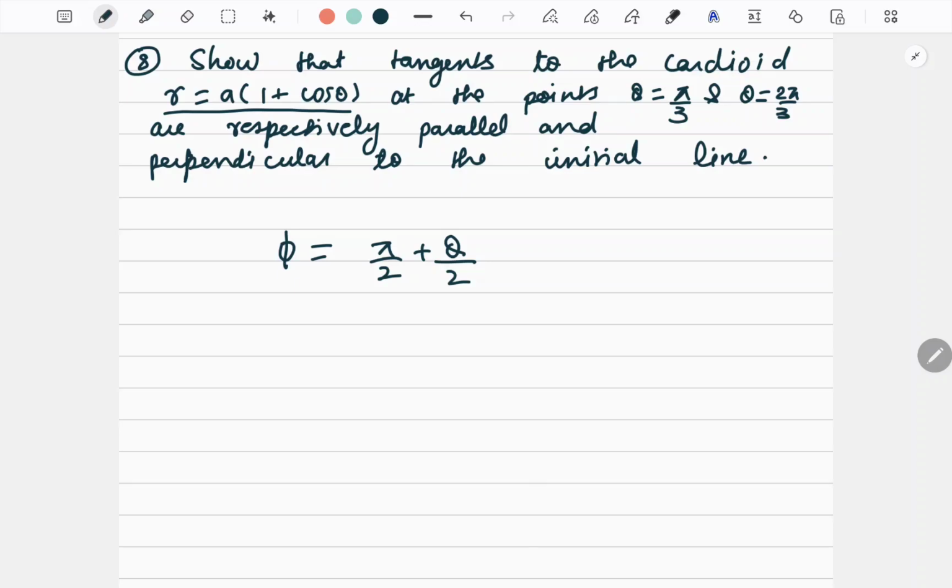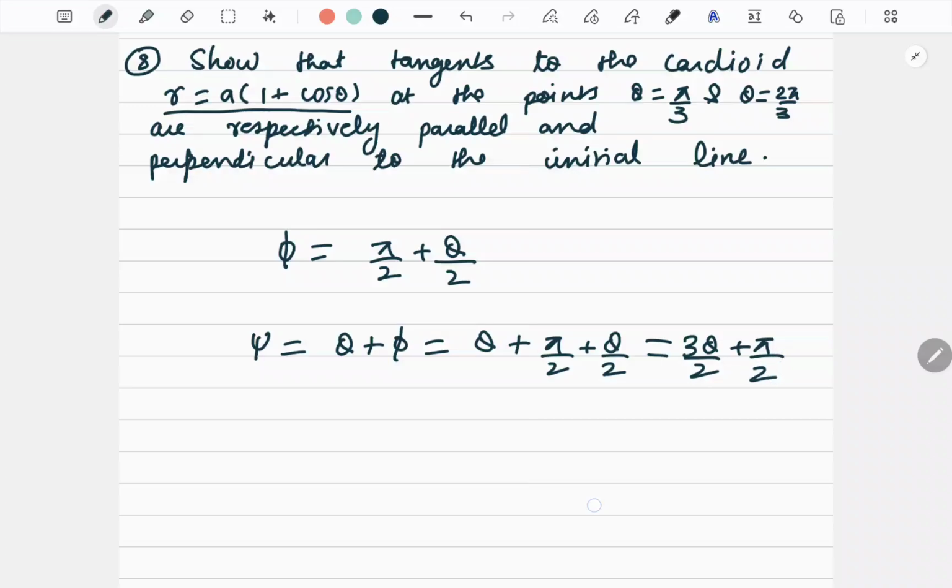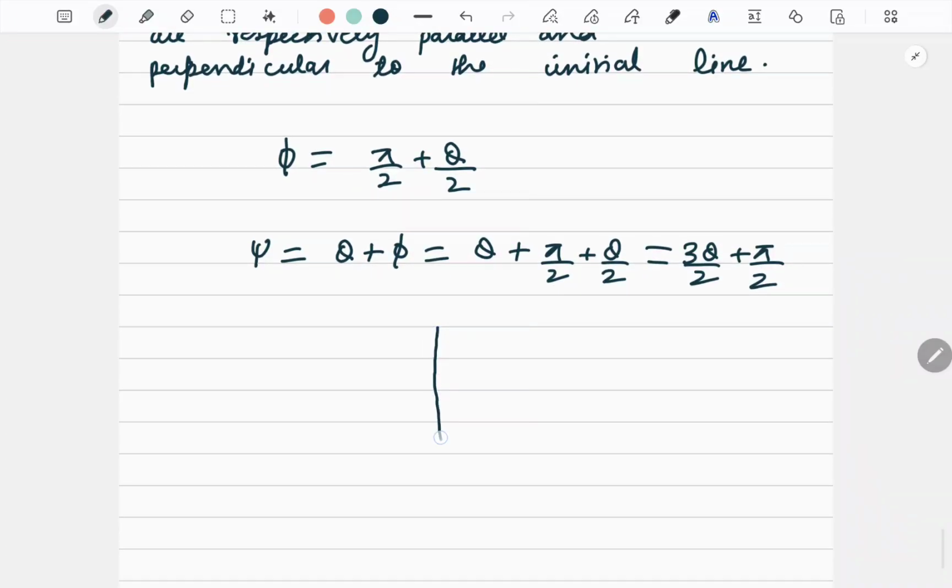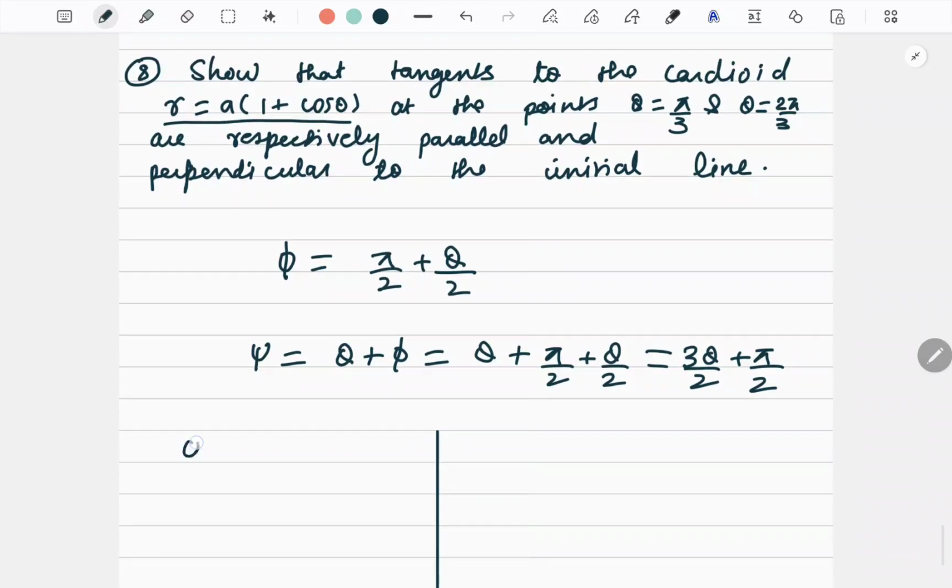Fine? Now, I need to discuss two cases. Before those two cases, I need to find psi. Psi is theta plus phi. So theta + pi/2 + theta/2, which is 3 theta/2 + pi/2. Now I have two cases. What are the two cases I have to consider? First case, when theta = pi/3, and second, theta = 2 pi/3.